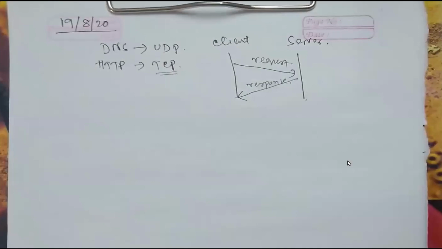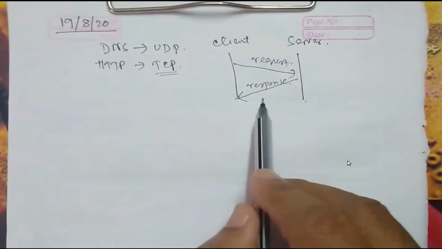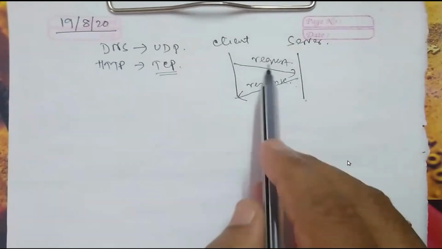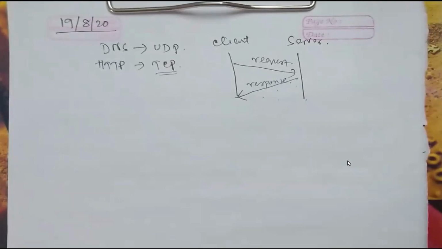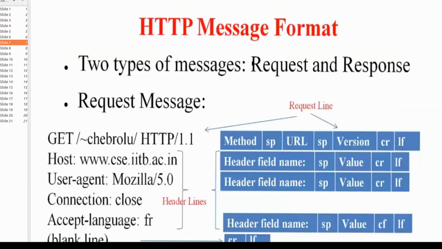So normally the client is sending a request message to the server for downloading a web page, and the server is sending a response message, which is the actual web page. So then we are getting the web page. That means a request and response message has to be exchanged between the client and server to make this communication possible. So let's try to understand what the message format is as far as HTTP is concerned. There are basically two types of messages: one is a request message, the other is a response message.